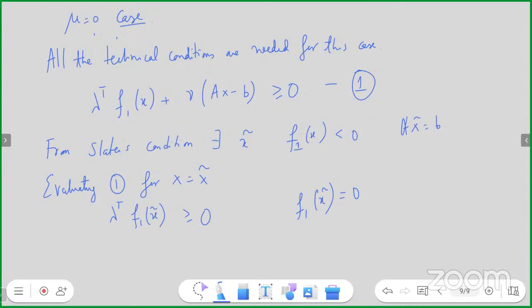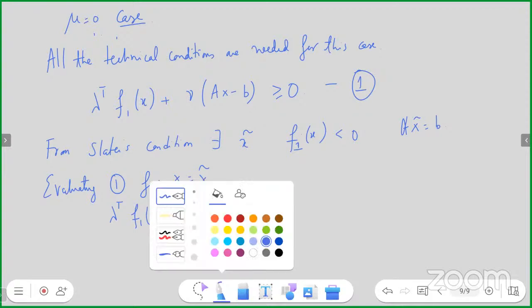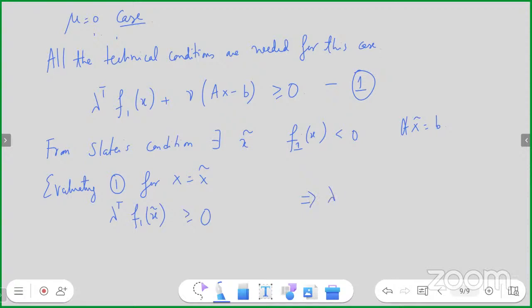Lambda is greater than or equal to 2. If one of x tilde, the only possibility is that lambda is 0. What we have shown before is lambda is greater than or equal to 2. This implies lambda is 0.